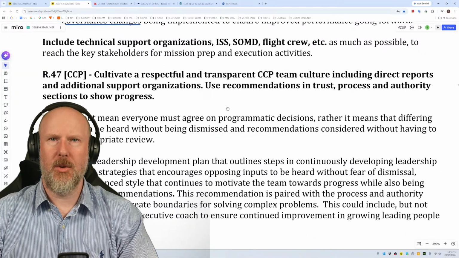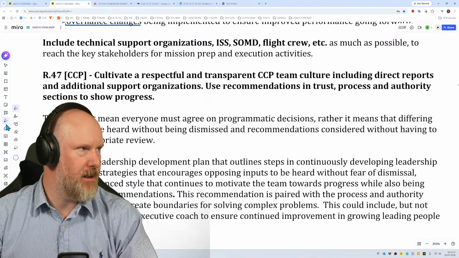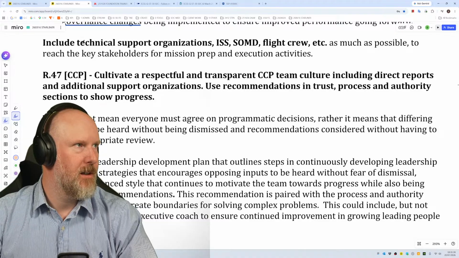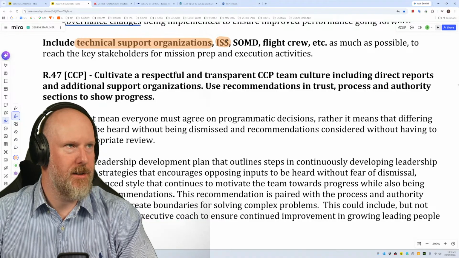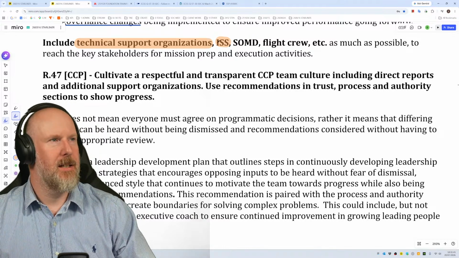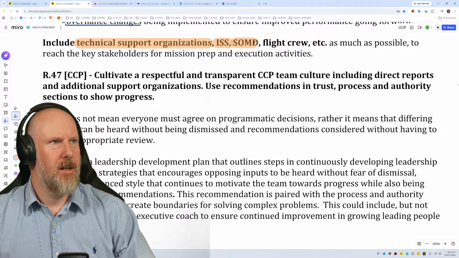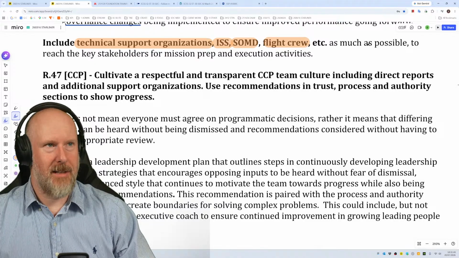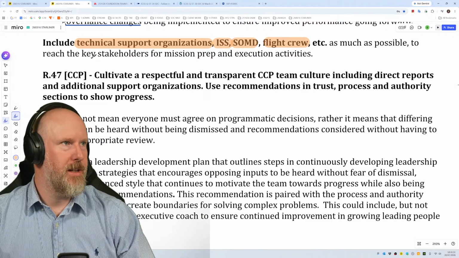Include technical support organizations: ISS, SOMD, flight crew, they're really important, etc., as much as possible to reach the key stakeholders for mission prep and execution activities.